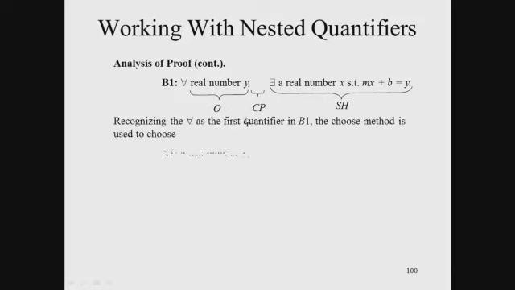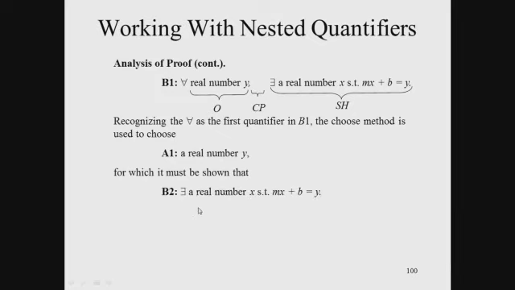And when you choose that object, in this case a real number y, that becomes information in the forward process. For that chosen object, you have to show that the something happens. So you have to show that for your chosen value of y, there is a real number x such that mx plus b equals y. That becomes your new statement in the backward process.